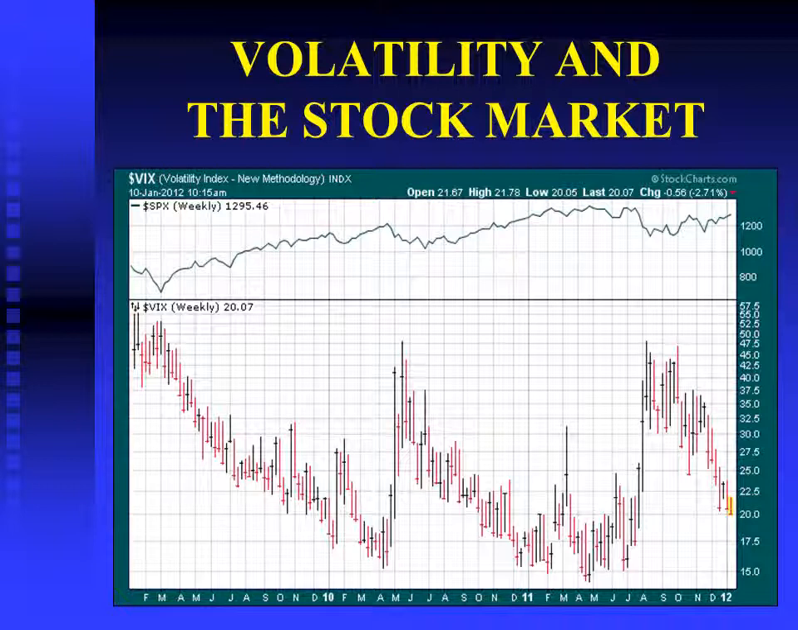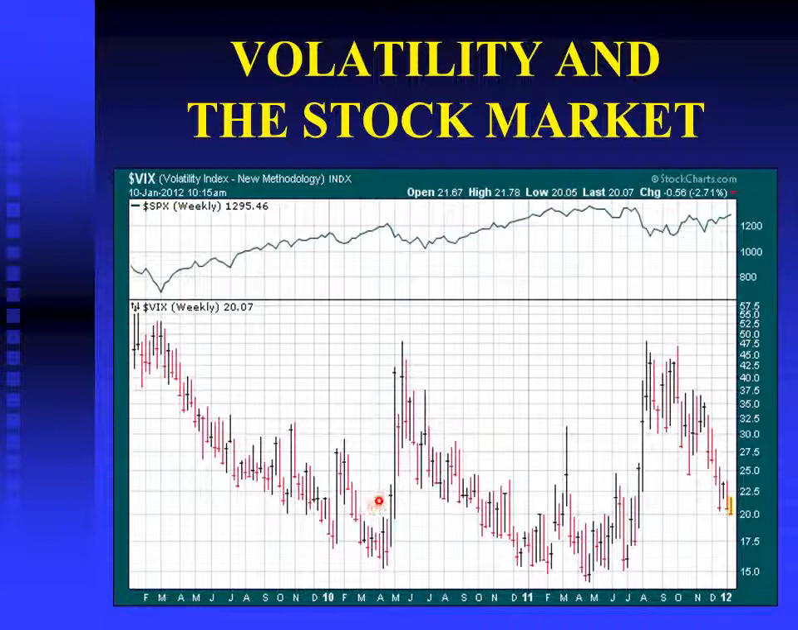Now, what volatility measures is how nervous the investors are. So if the investors feel more complacent and more comfortable about the market, and volatility declines, the odds are that the market is going to rise. Here it happened in 2009, and it happened also in 2010. Volatility declined, the investors became more comfortable with what they saw, and the market went up. Here, volatility declined, the VIX declined, investors became more comfortable with the environment, and stocks rose.